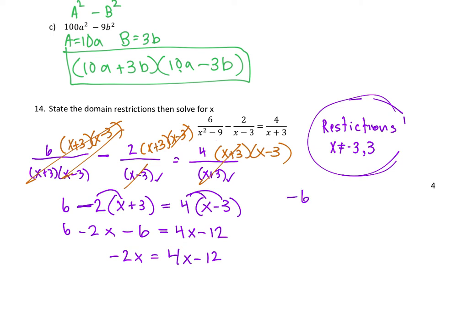So we've got negative 6x equals negative 12. And divide both sides by negative 6. We get x is 2, which is not one of my restrictions, so that is our answer. Yay.